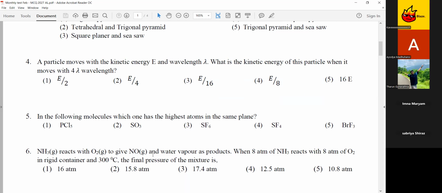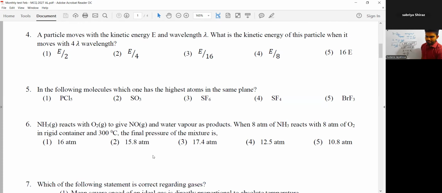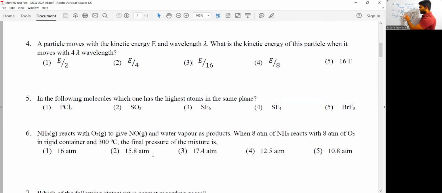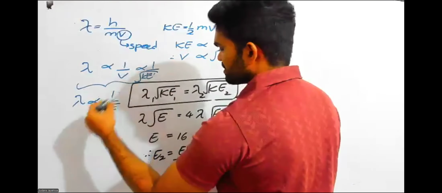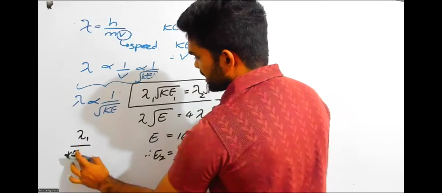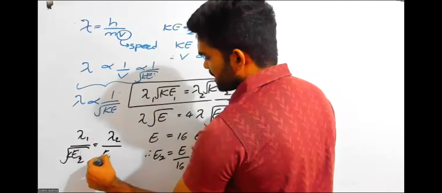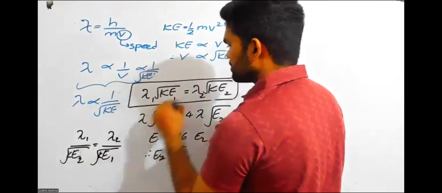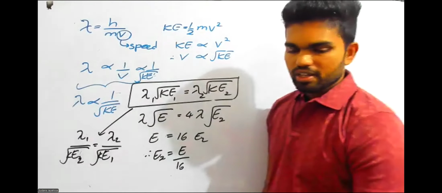Very good. Now let's go to question number 5. It's simply like the fourth question; you can derive the relationship and get the answer. I forgot to mention, you can derive the relationship right here also: lambda 1 over KE 2 root is equal to lambda 2 over KE 1 root. This is also the same equation, and you can apply that too.